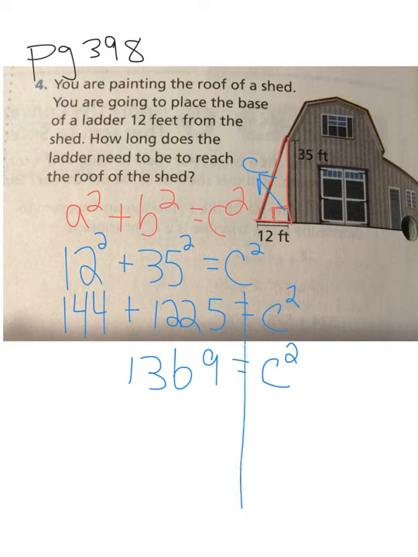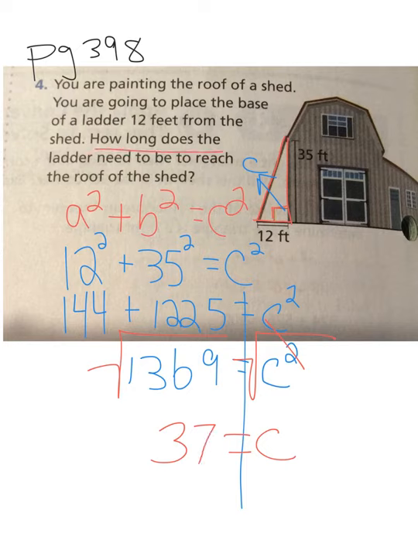So when we're solving equations, the inverse of squaring a number is to take the square root. Whatever we do to one side of our equation, we want to do to the other. The why behind this is because my square root and my squared cancel out, and I have c equals. Let's figure out what is the square root of 1369? 37.